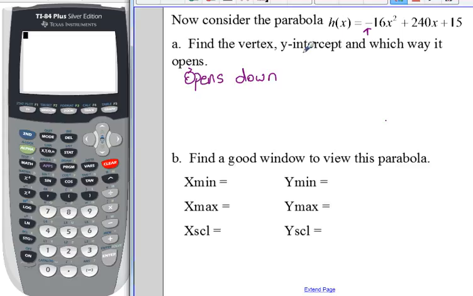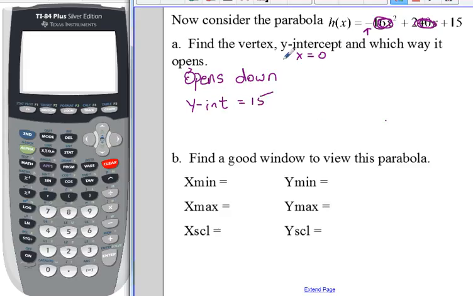All right, next I'm going to work with the y-intercept. The y-intercept happens when x equals 0. So I'm going to plug a 0 in here, square 0, take it times 16. I'm going to have a big 0 here, 240 times 0, 0 here. And I get 0 plus 15, which means my y-intercept equals 15.